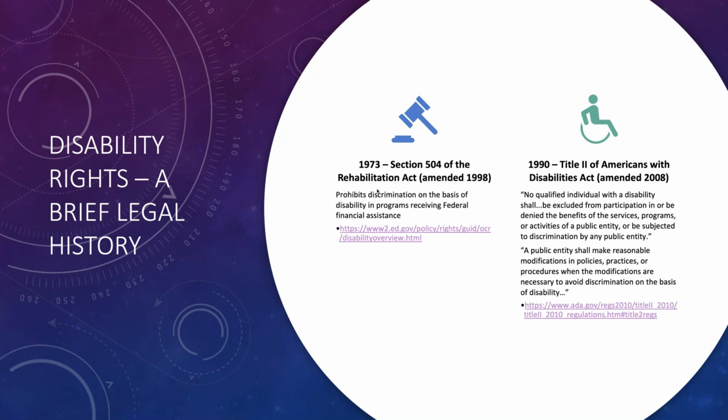In 1973, the Rehabilitation Act was passed, and it was amended in 1998. Section 504 of that act basically states that discrimination on the basis of disability for programs that receive federal financial assistance is prohibited.